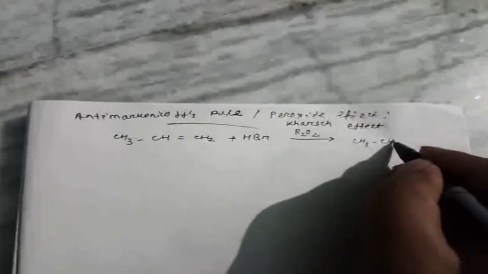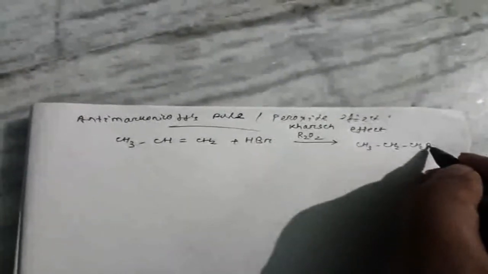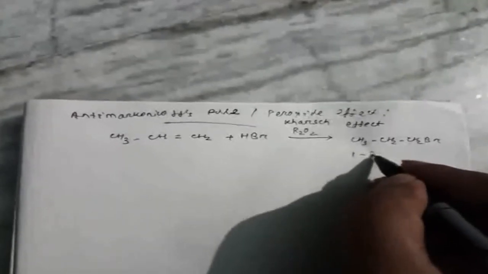Here the product is CH3CH2CH2Br. This is 1-bromopropane. But in case of Markovnikov's rule, the product is 2-bromopropane. But in case of anti-Markovnikov's rule, the product is 1-bromopropane. This takes place in presence of peroxide, so it is called the peroxide effect.